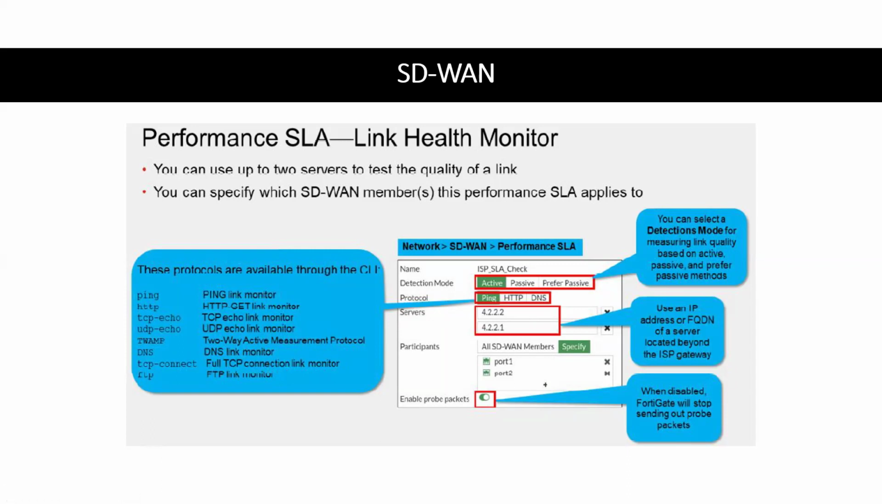Right? So on the GUI, you guys saw a lot of things. You can see a lot of things now, right? We can go ahead and specify the participants that will be a part of this performance SLA. We can say all SD-WAN members, or we can specify maybe just port one or port two, what have you.